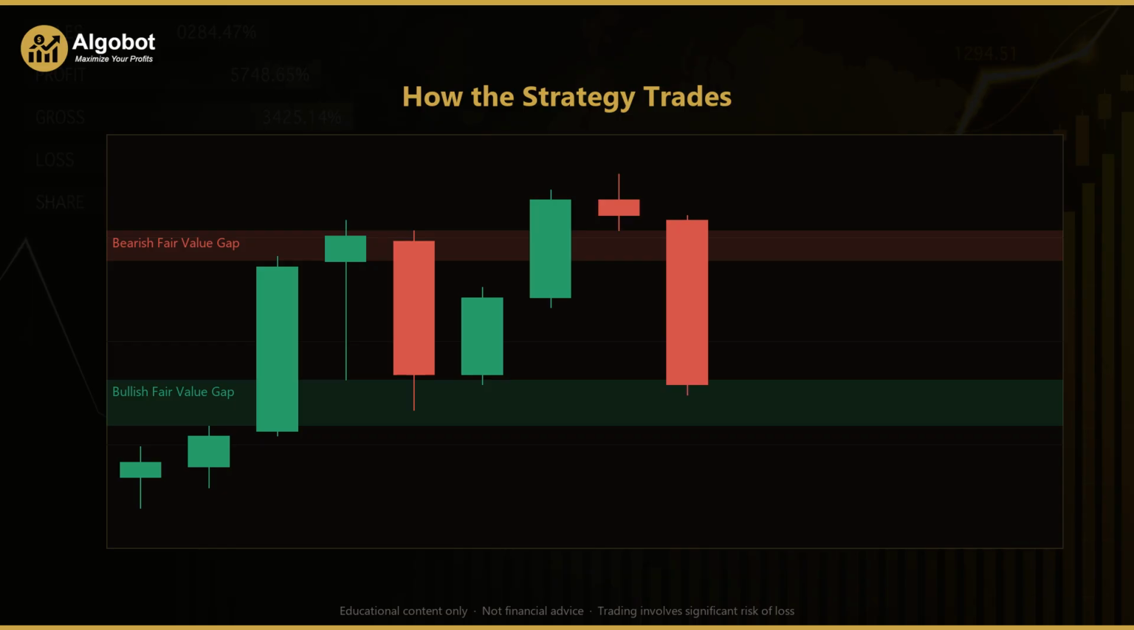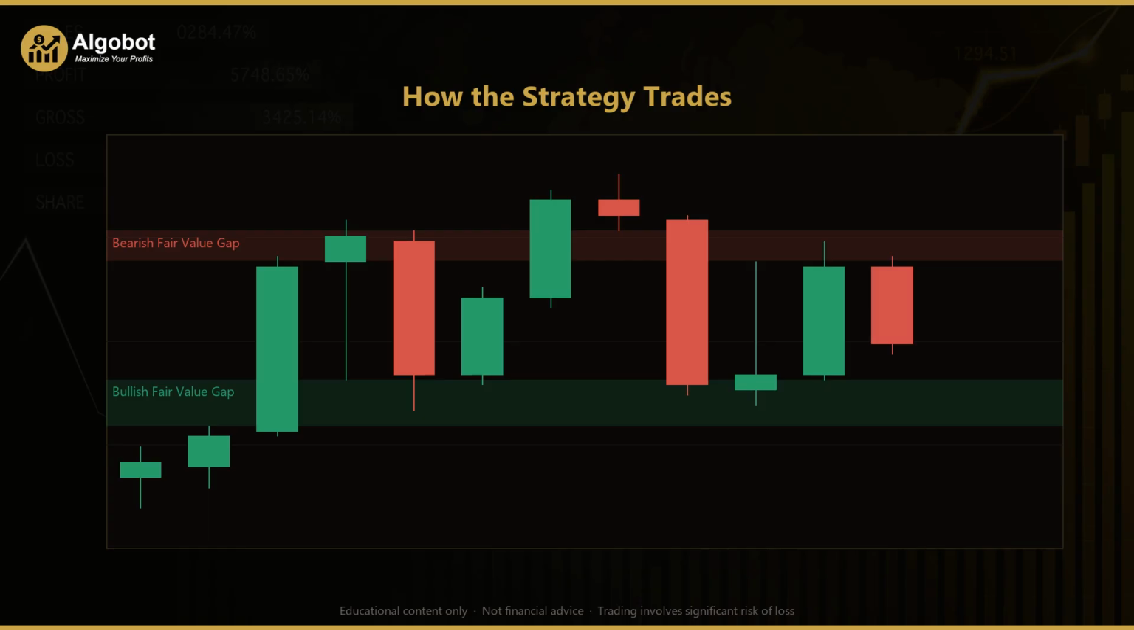Now watch the right side of the chart for the mirror image. A powerful bearish candle slices downward, leaving a fresh gap above it, shown as the shaded red band. This is the bearish fair value gap. Price then rallies back up and taps into that red zone for the first time.